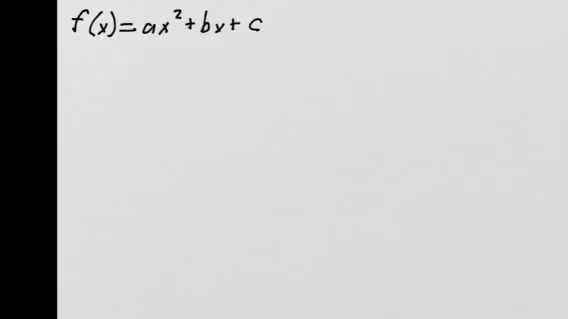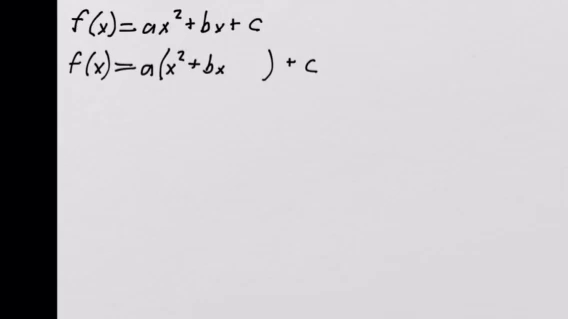So the first thing I'm going to do is do what's going to look like a weird method of factoring. I'm going to rewrite this as a times x squared plus bx. Leave myself some space here. Then put the plus c on the outside.